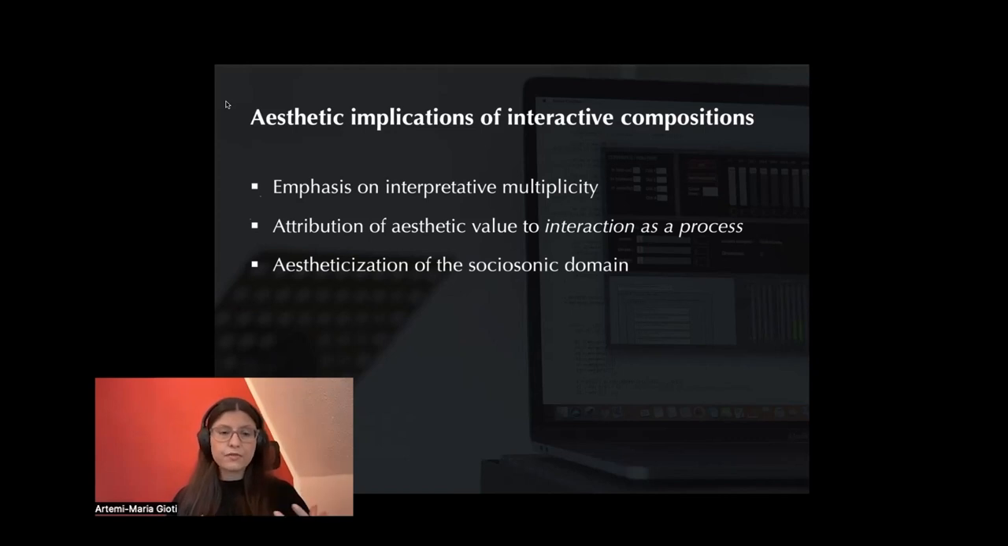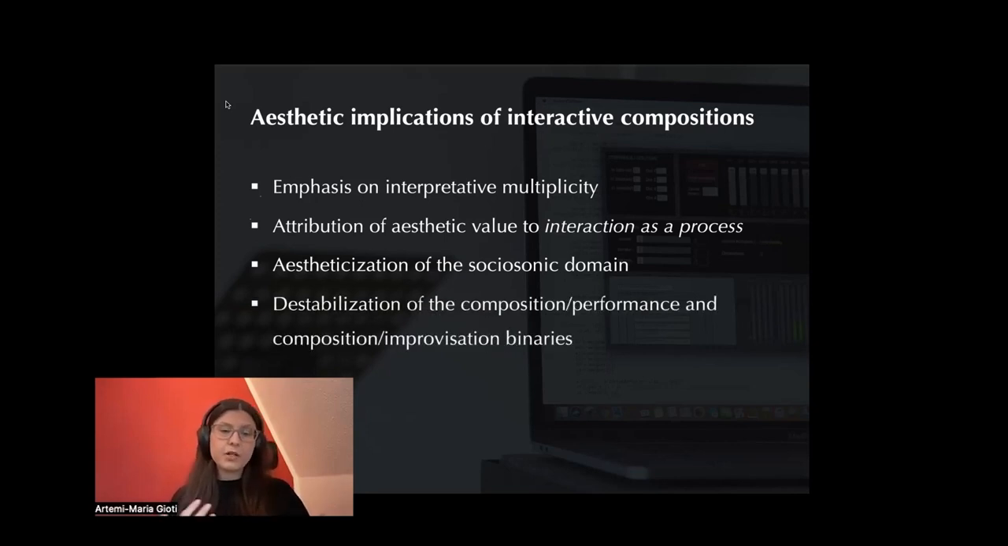In addition to the process of interaction, my compositional approach also aestheticizes the socio-sonic domain. I'm using the term sociosonic here to refer to social relations, for instance, human-human, but also human-technology relations materialized in and through sound. So the aesthetic of my music lies as much in the sonic domain as it does in the social relations it materializes and is embedded within, for instance, the composer-performer relationship.